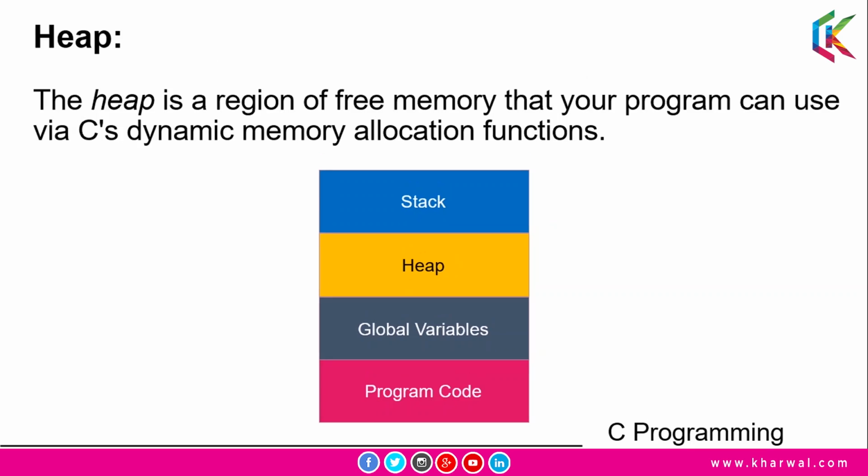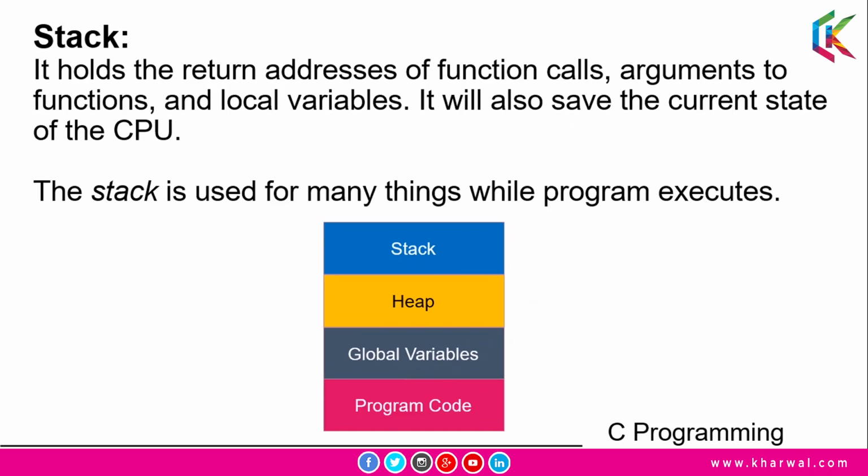The heap is a region of free memory that your program can use via dynamic memory allocation functions such as calloc, malloc and realloc. Now moving forward guys, the stack is used for many things while the program executes, and it actually holds the return addresses of function calls, arguments to functions and local variables. It also saves the current state of the CPU.